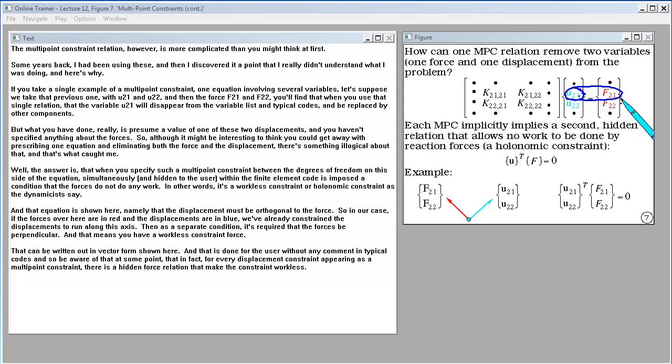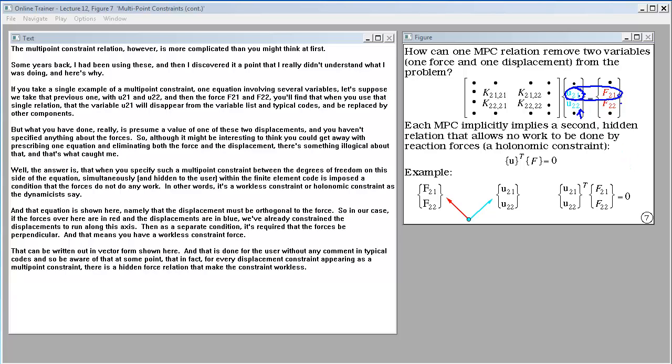Well, the answer is that when you specify such a multipoint constraint between the degrees of freedom on this side of the equation, simultaneously and hidden to the user, within the finite element code is imposed a condition that the forces do not do any work.